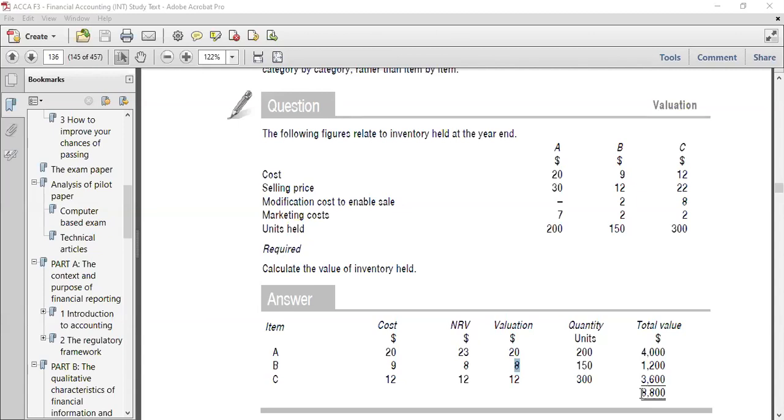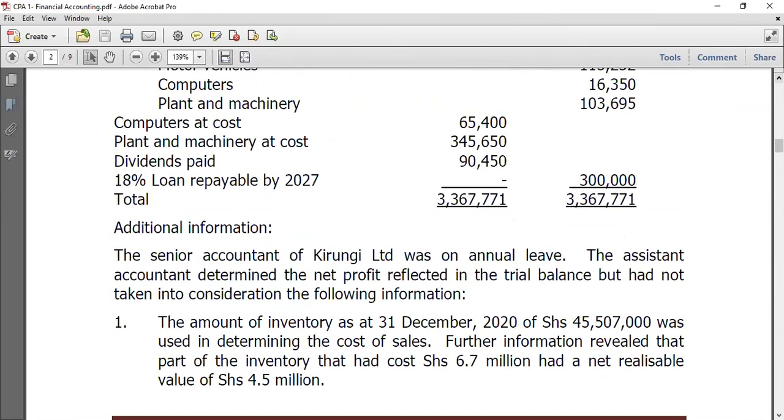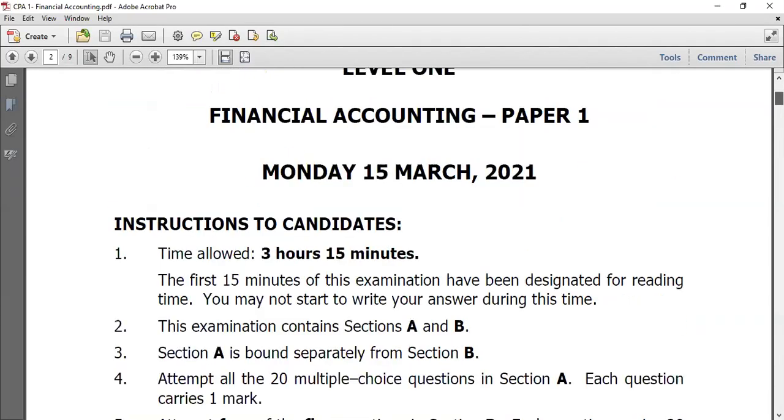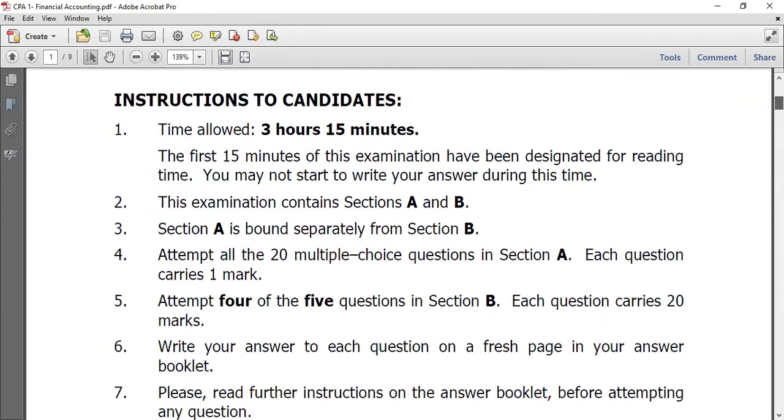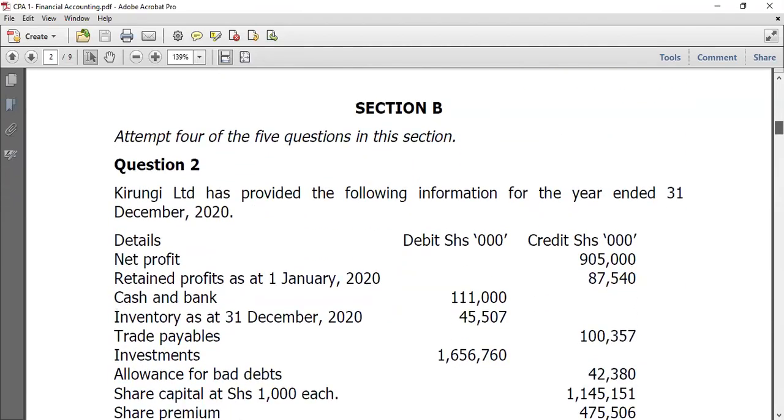Or they can also set a full number on inventory, okay? They can set a full number of inventory. Let me just show you something that was set in March 2021. So this is a question that was set in March 21. As you can see, I think this is the last exam that we did, okay?